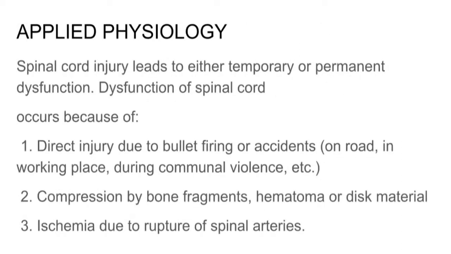Applied physiology. Spinal cord injury leads to either temporary or permanent dysfunction. Dysfunction of spinal cord occurs because of direct injury due to bullet firing or accidents, compression by bone fragments, hematoma or disc material, ischemia due to rupture of spinal arteries.